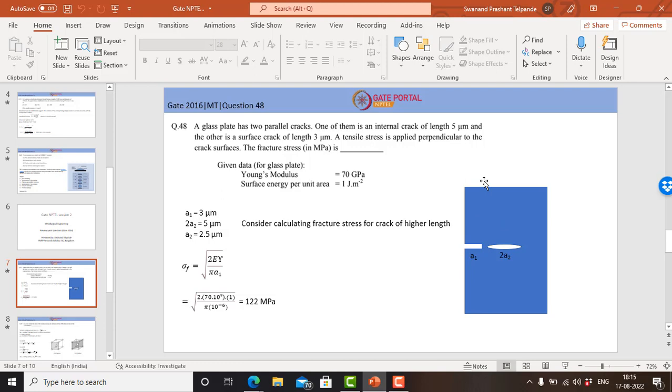So let's say if you mirror this geometry to the left hand side of this boundary, so this A1 will also become A1 here. So this will be twice A1 and it will become an internal crack. So you have to consider that. Always for internal cracks use twice A2 or twice the size which they have given. Like twice the size is 5 micron, so half of the size will be 2.5 micron. I hope this is clear.